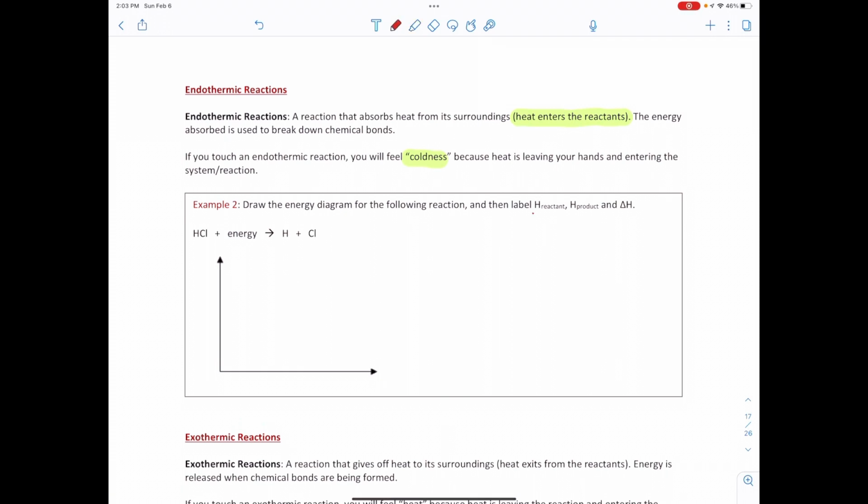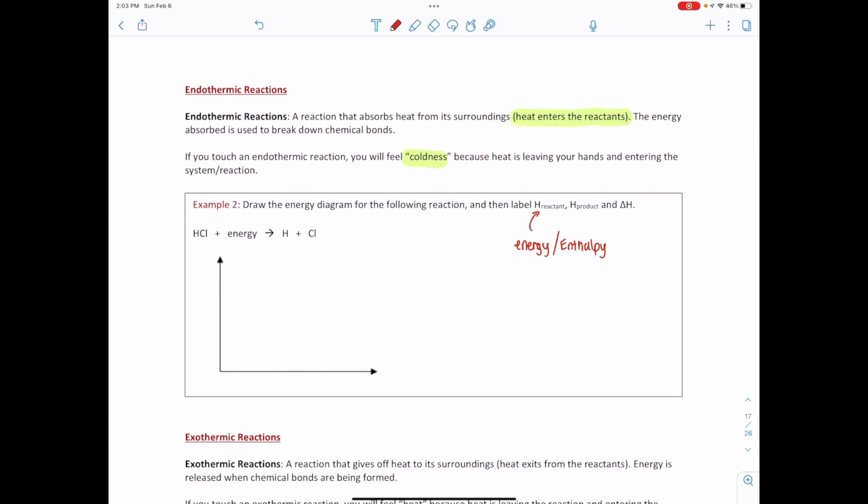Okay, so H here, you can think about this as the energy. H reactant is the energy of the reaction. Now, technically, the correct term for H is something called enthalpy, and once again, this is a topic we'll revisit later on. So H reactant represents the energy or enthalpy of the reactants. H product is the energy or enthalpy of the products, and delta H is the change in energy.